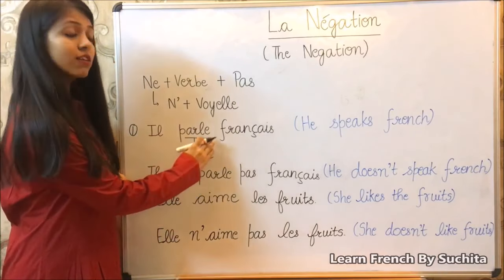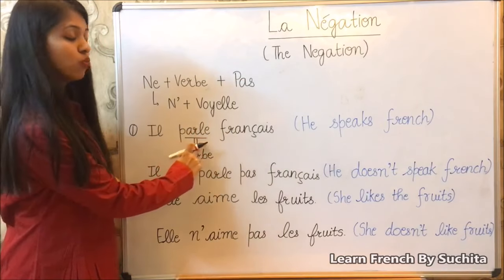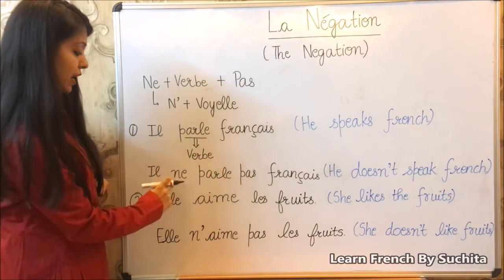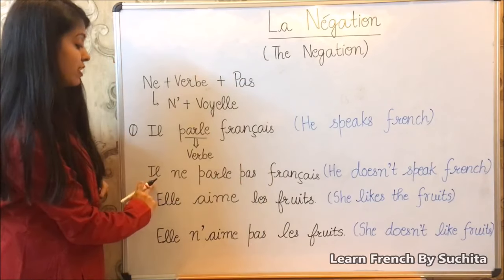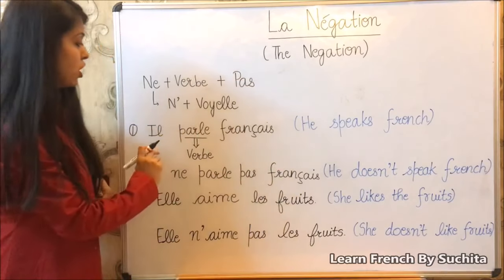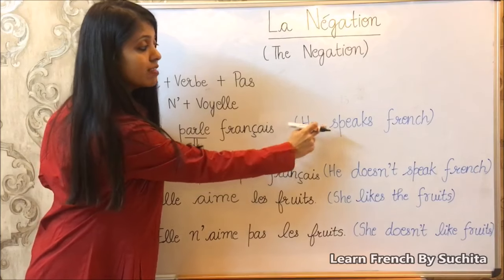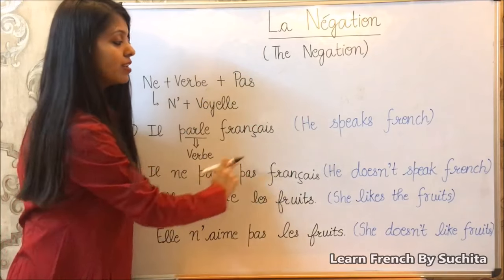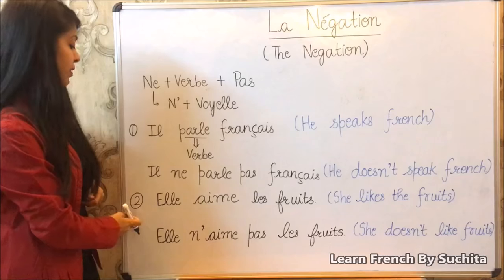Now let's take this sentence as an example. Il parle français. Now here, what is the verb? The word parler is our verb. So before parler we put ne, and after parler we put pas. So the sentence becomes il ne parle pas français. Now the meaning of il parle français was he speaks French, and il ne parle pas français, the meaning is he doesn't speak French.